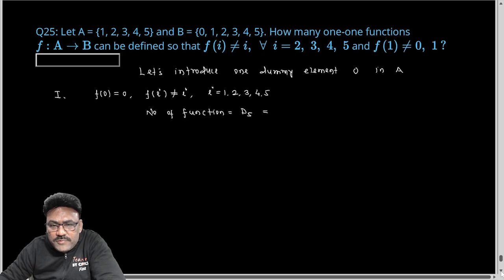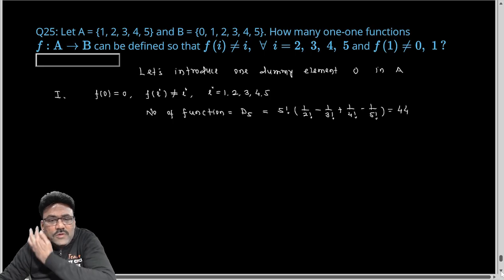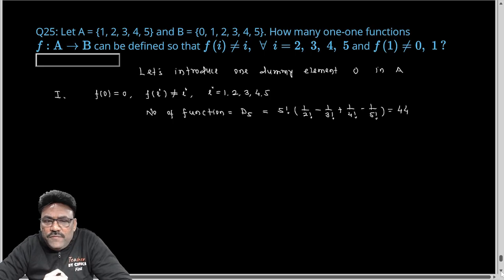And derangement of 5 objects is what? 5 factorial times (1 by 2 factorial minus 1 by 3 factorial plus 1 by 4 factorial minus 1 by 5 factorial). And it comes out to be 44. So if F0 is 0, then you will get 44 functions.